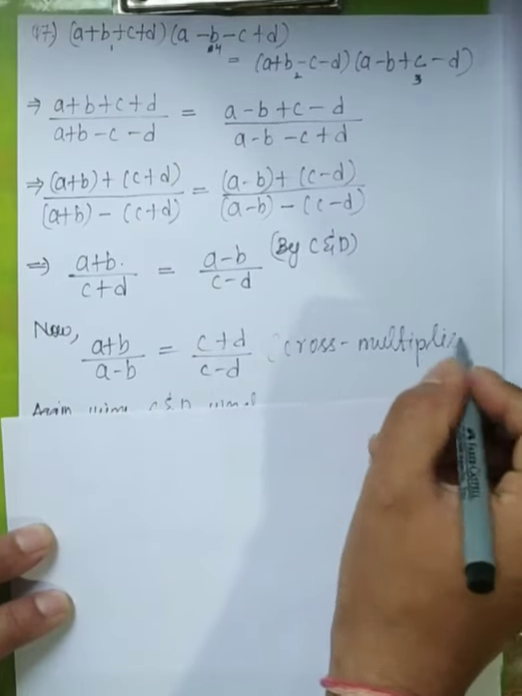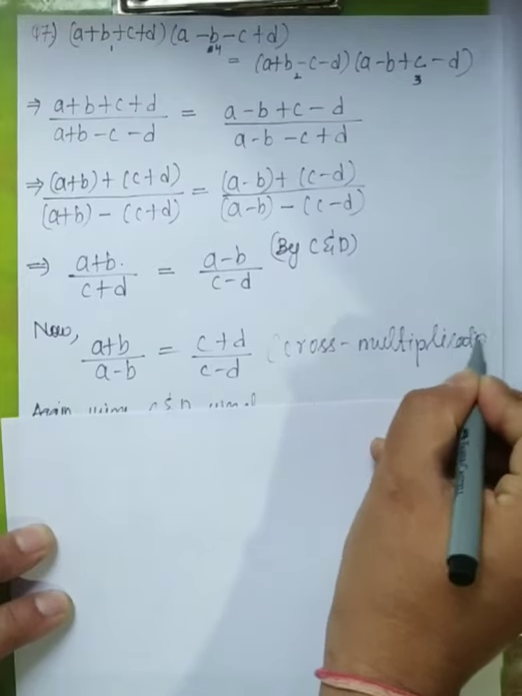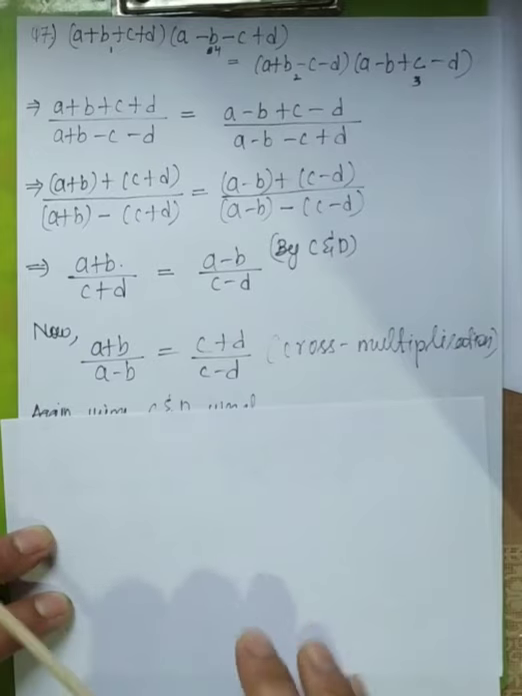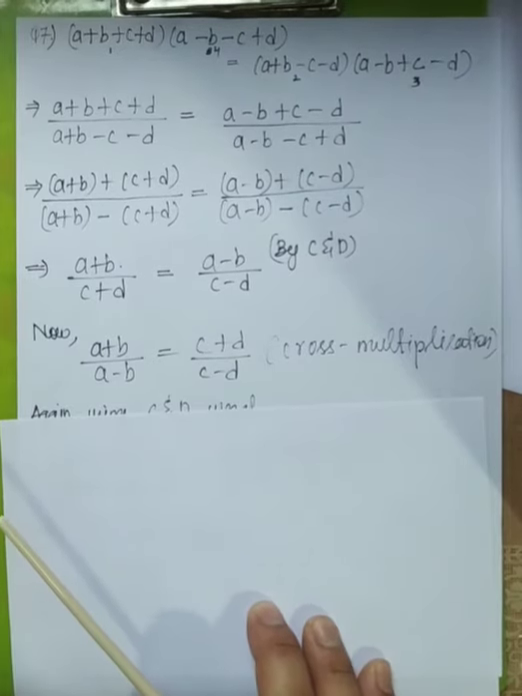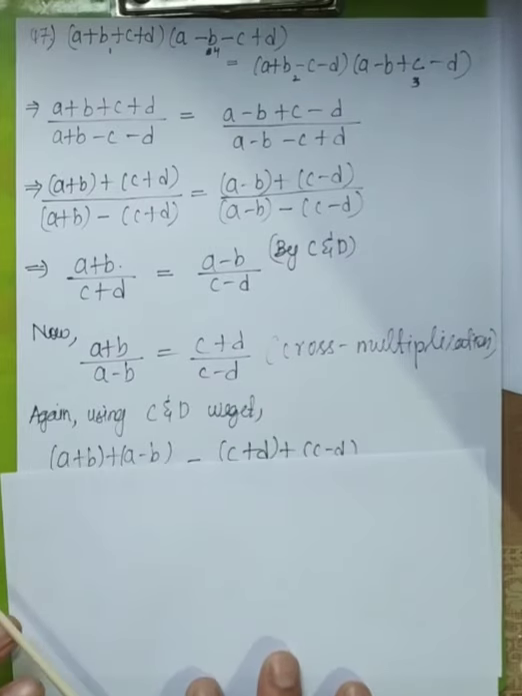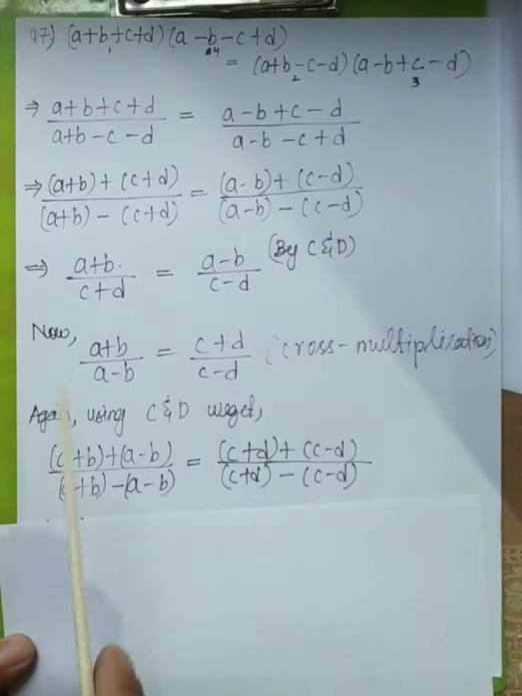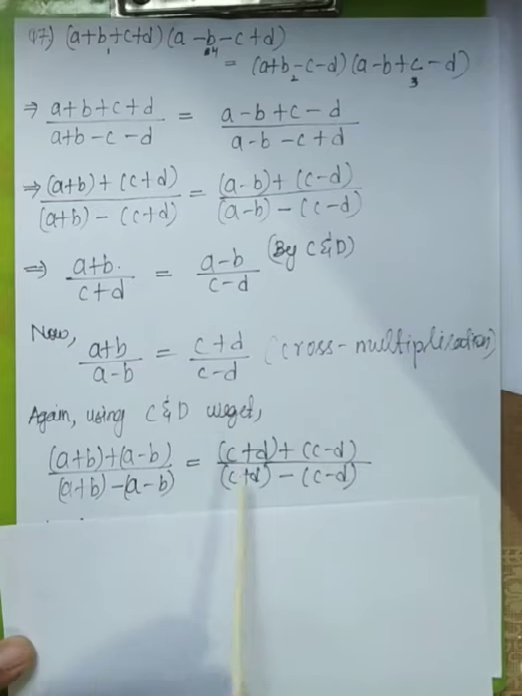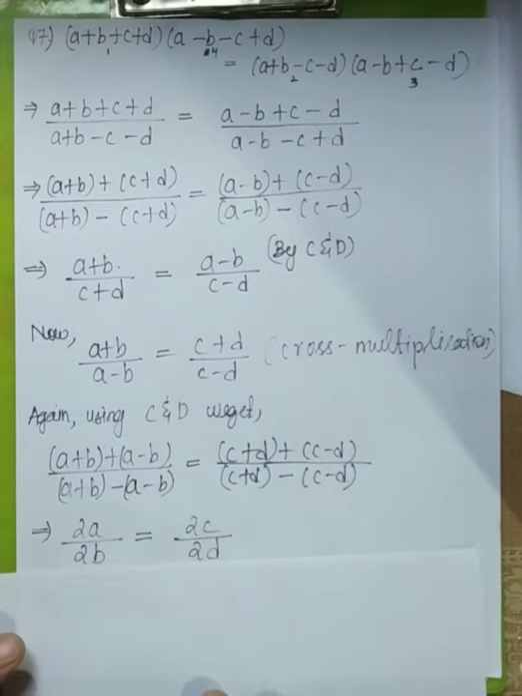I hope you people are understanding. Please do go line by line, and now we just have to use componendo and dividendo, and we'll get the result. So using componendo and dividendo, numerator plus denominator divided by numerator minus denominator is equal to numerator plus denominator divided by numerator minus denominator. Now please open the brackets properly.